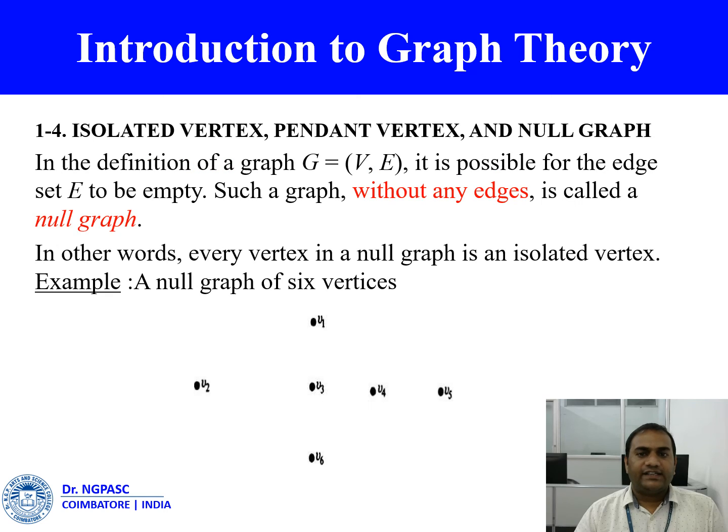Okay. Next, null graph. In the definition of a graph, it is possible for the edge set E to be empty. Such a graph without any edges is called a null graph. For example, here there are vertices V1, V2, V3, V4, V5 and V6. None of the vertices is connected with an edge. So this is a null graph.